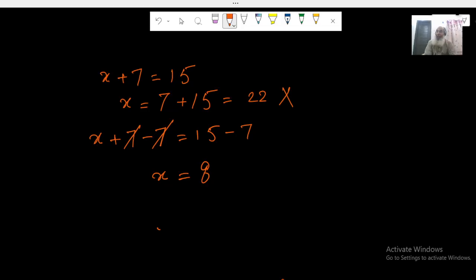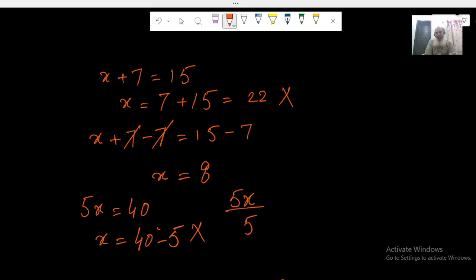Number two, we forget to divide the entire side. For example, 5x is equal to 40. So if I write x is equal to 40 minus 5, it's wrong. We can divide both sides by 5, like this, 5x over 5 and 40 over 5. So 5 over 5 is 1, 1 times x is x, and 40 divided by 5 is 8.